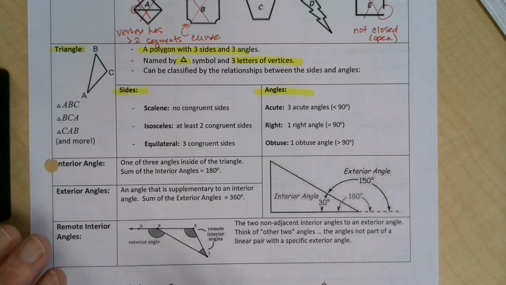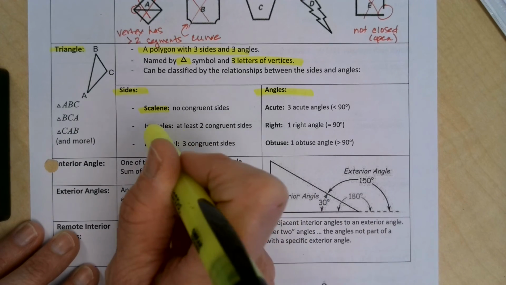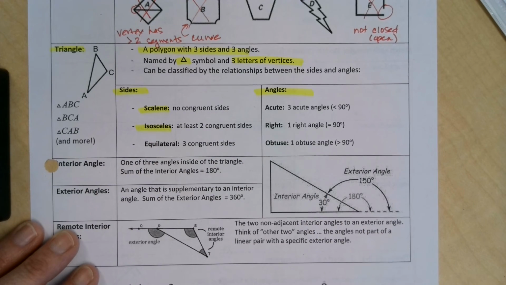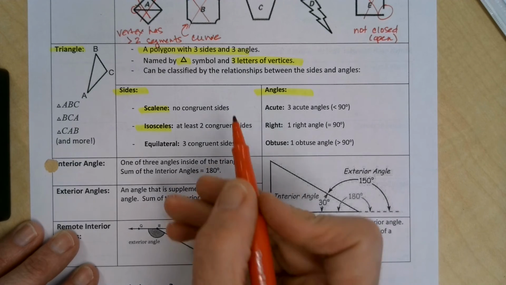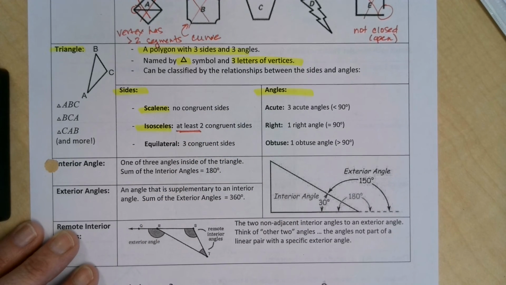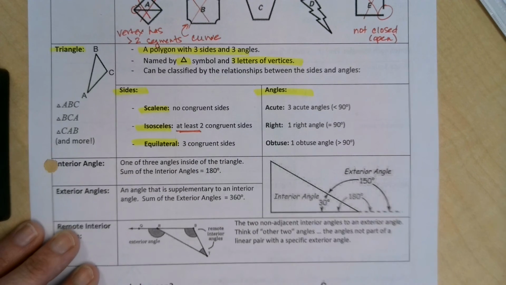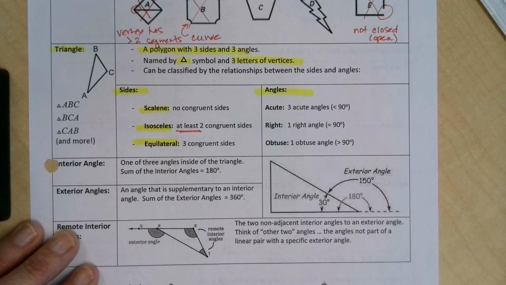If a triangle is scalene, it has no congruent sides. Say the word scalene. If a triangle is isosceles, it has at least two congruent sides, and this is an important conversation because our equilateral triangles are a special kind of isosceles triangles. So equilaterals are where I have three congruent sides.